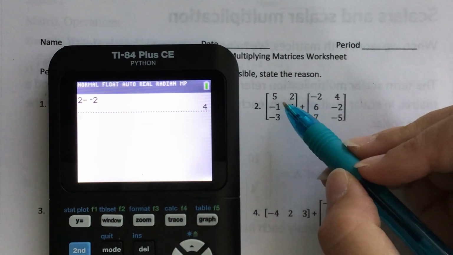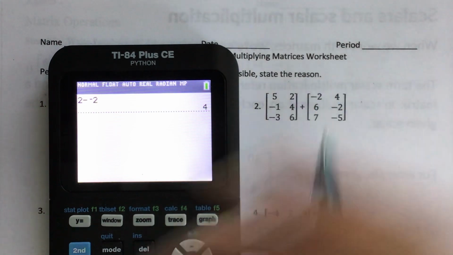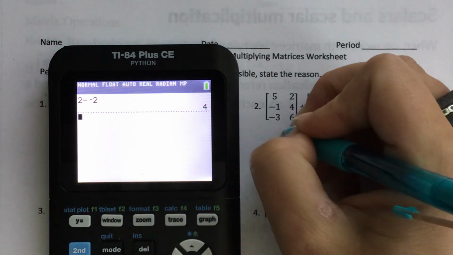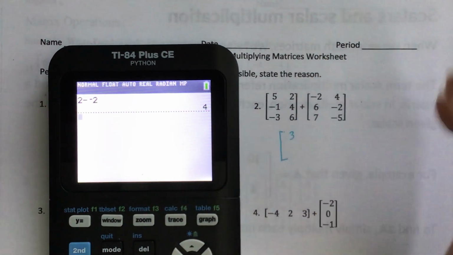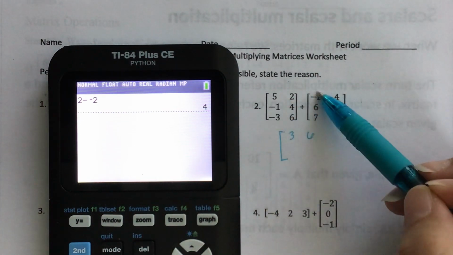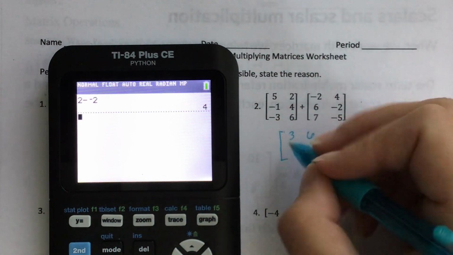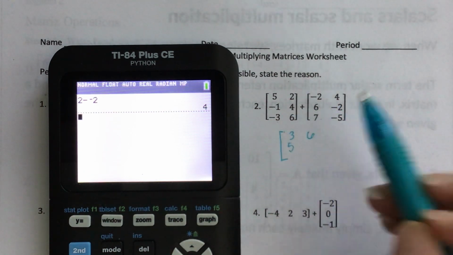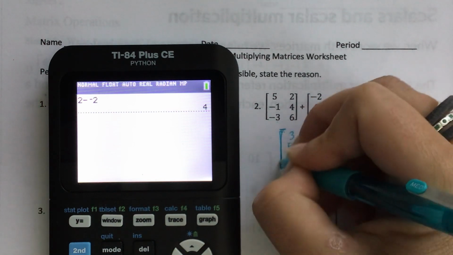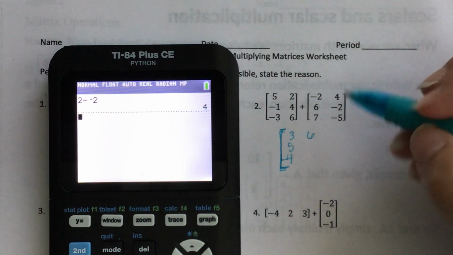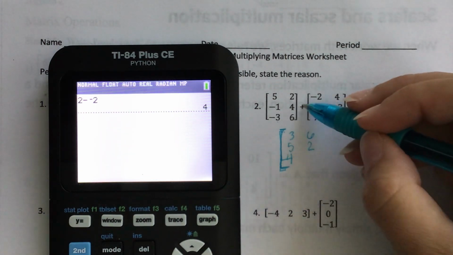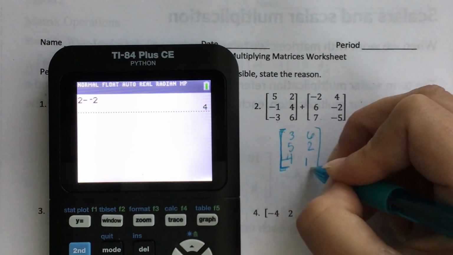So here I have 5 plus negative 2, right? Most of this stuff you guys should be able to do in your head or on the calculator. So this is going to give me 3. And then I'm going to do 2 plus 4, that's 6. If you prefer to go straight down, go straight down. So negative 1 plus 6 gives me 5. Negative 3 plus 7 gives me 4. And I didn't make my matrix big enough. You might want to wait and do your brackets at the end. That might be helpful. So then I have 4 plus negative 2, which is 2. And then 6 plus negative 5, which is 1. So there is my answer matrix.